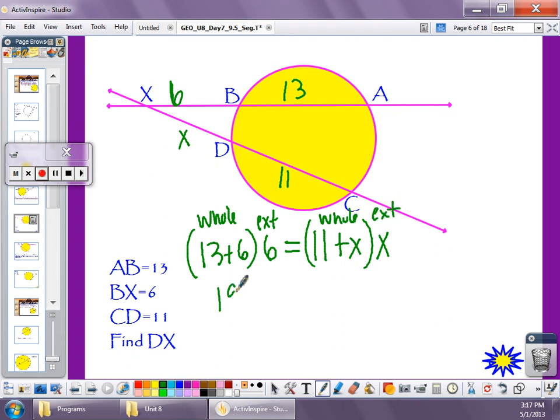So this gives me 19 times 6 is equal to 11x plus x squared. Solve that out. Take a minute. Use the quadratic formula. Put it on pause until you have solved it out. Alright, hopefully you have solved it out, and now you can check your answer. 6.51.